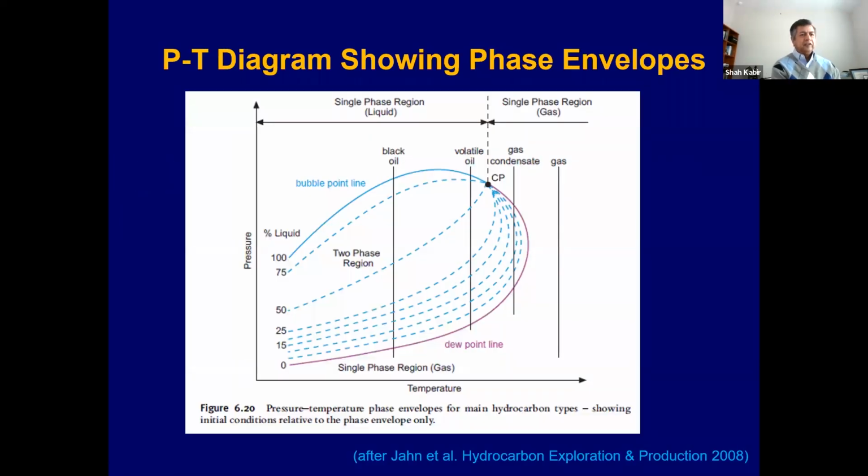Just as a reminder, this slide is not in your slide pack, but this is the critical point. You have all seen this pressure temperature diagram. When we talk about gas condensate, that's what we mean, that it exists close to the critical point, just as volatile oil does, or just on the other side of the critical point.